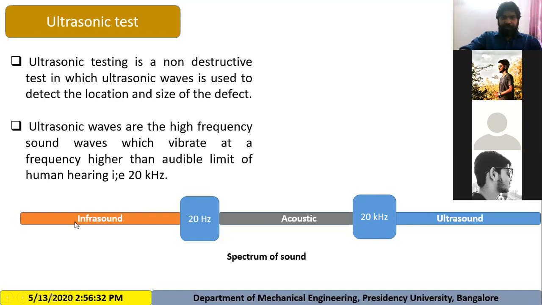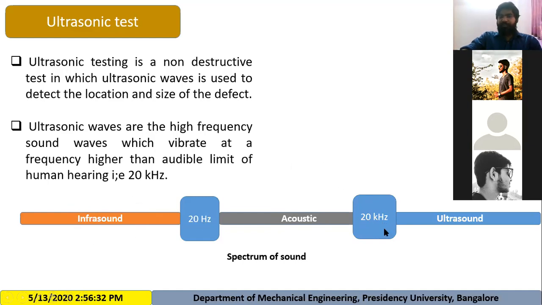So here, 20 hertz to 20 kilohertz, this range is known as the acoustic range, meaning this is the sound we can hear. Below this is infrasound. If the frequency of the sound wave is less than 20 hertz, that is known as infrasound.